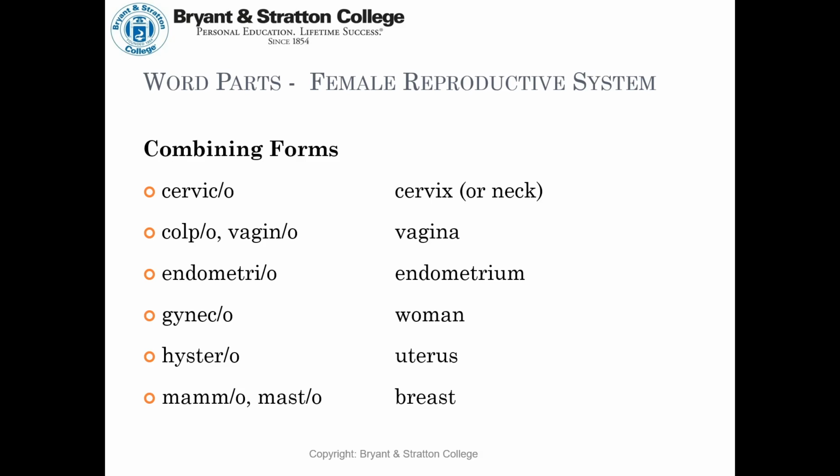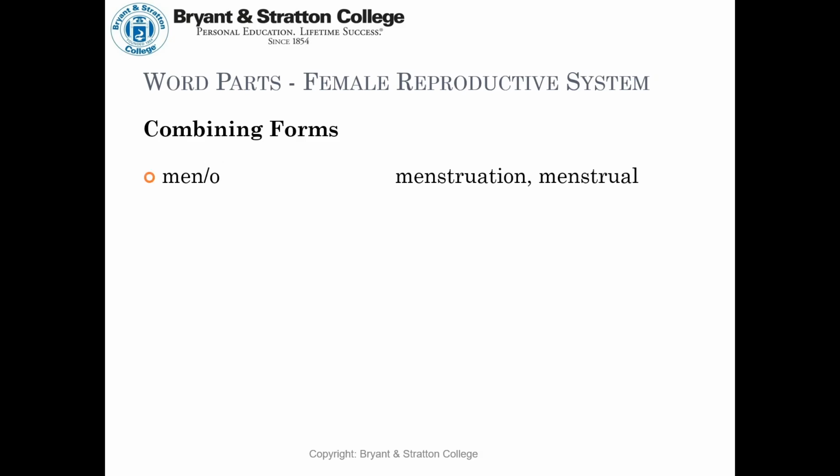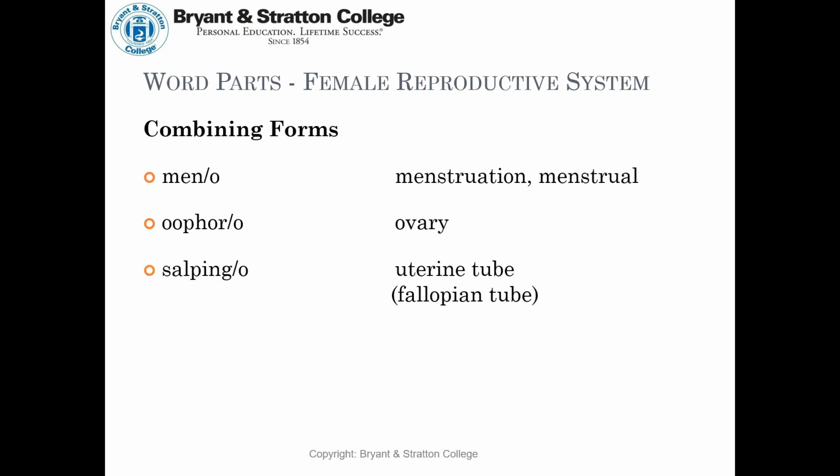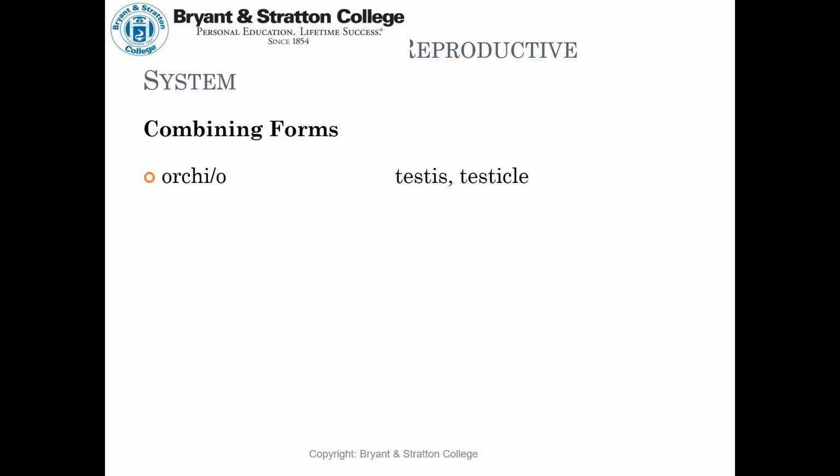Gyneco refers to woman. Hystero refers to the uterus itself. Mammo or mast refers to breast. Meno refers to menstruation. Oophoro refers to the ovary itself. Salpingo refers to the uterine tube. Orchio refers to the testes.